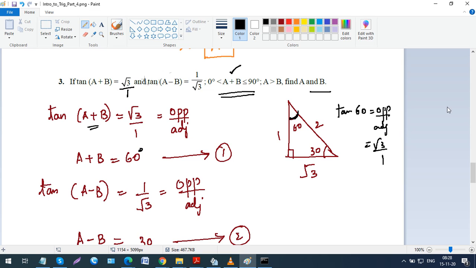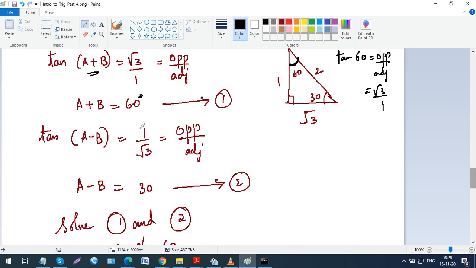And similarly, tan of A minus B is 1 by root 3 they are saying. So for which angle is 1 opposite and root 3 adjacent? That's for tan 30. So A minus B is 30 degrees, okay?